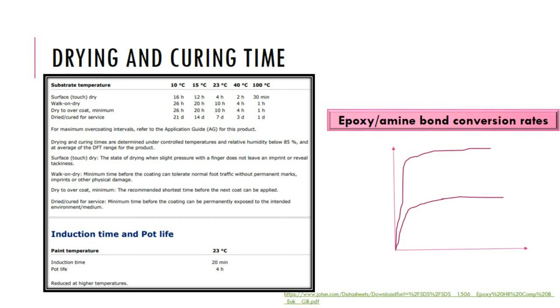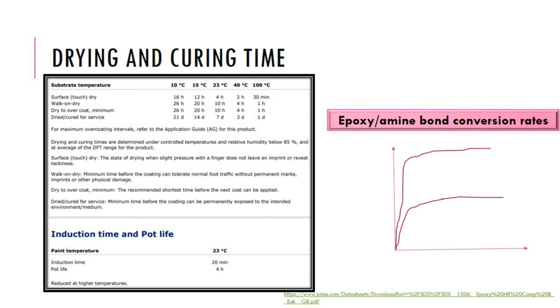The next comes to drying and curing. So once you have applied the mixed coating, there are different times that one has to understand. In laboratories also this is really important. Here they have given a few different temperatures from 10 degrees to 100 degrees Celsius. Here there are surface dry, walk on dry, dry to overcoat, and dried and cured for service. So the fourth part is really important.